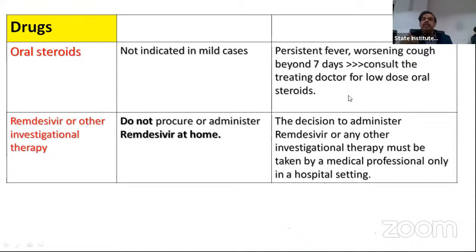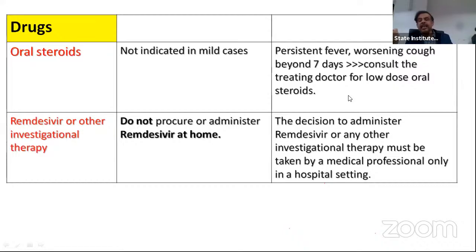Should you use remdesivir or other investigational therapy like tocilizumab in home care? Answer is big no. Some people are purchasing it and keeping it at home, and that's not correct. You should tell the patient not to procure or administer remdesivir at home. It is to be administered only in the hospital setting.